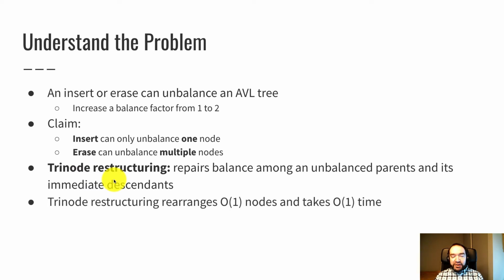The trinode restructuring operation is a constant time thing because it looks at big O of 1 nodes, and it takes big O of 1 time to just rearrange them into different locations.